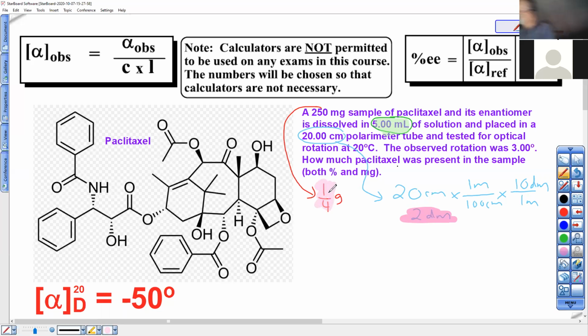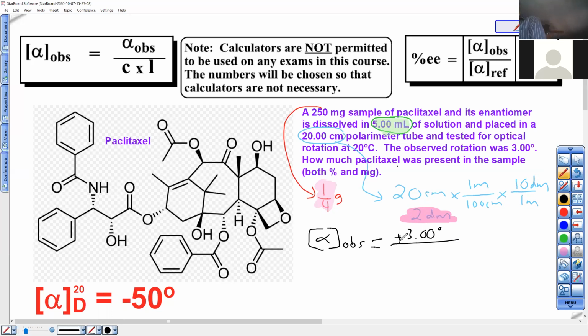So now I can calculate the specific observed rotation. So that's the standard rotation for our lab value up there. And the lab value for the rotation was 3 degrees. And it's got a plus sign in front of it. I know you don't see a plus sign, but if there's no negative, it's assumed to be a plus.